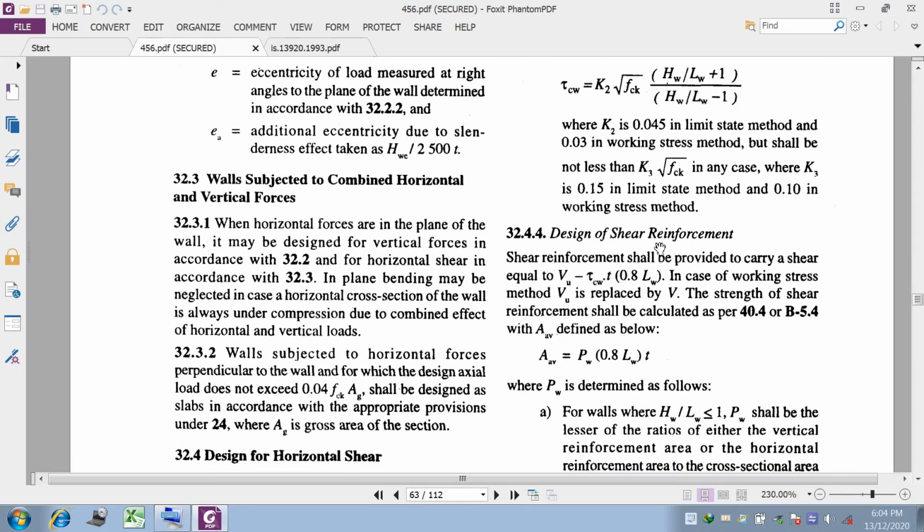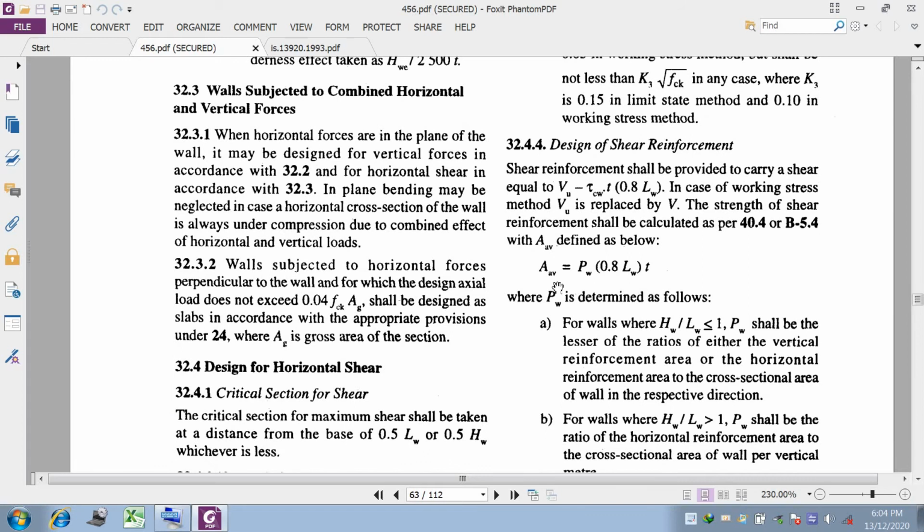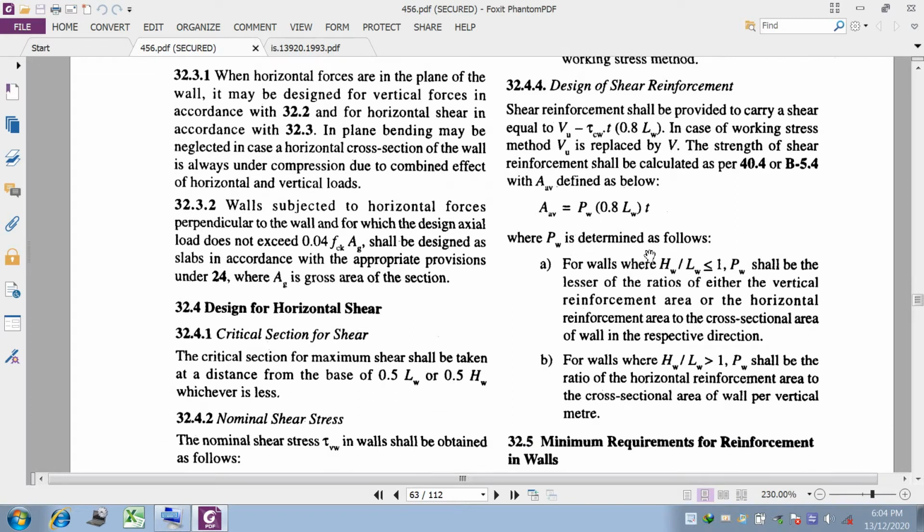Then the design of shear reinforcement. The shear reinforcement shall be provided to carry the shear force equal to VU minus tau CW T times 0.8 LW. In case of working stress, VU can be replaced by V, and the strength of the shear reinforcement can be calculated as per 40.4 and B 5.4. So AV is equal to PW times 0.8 LW T, where PW is determined by using the following equation.